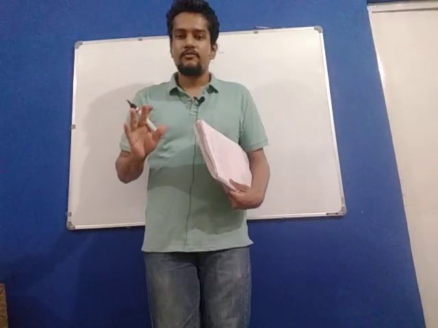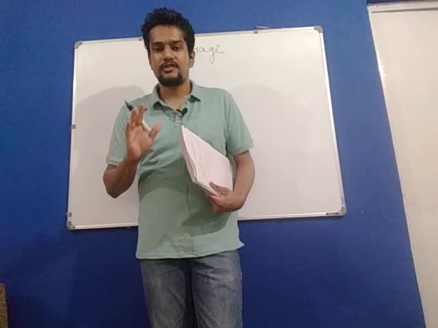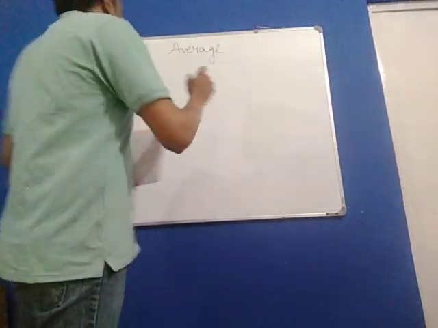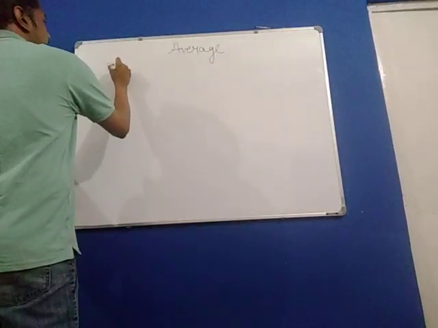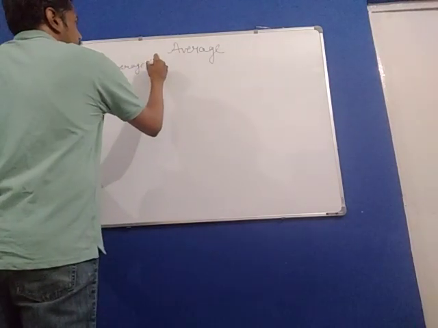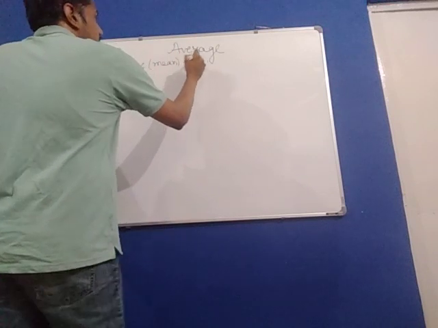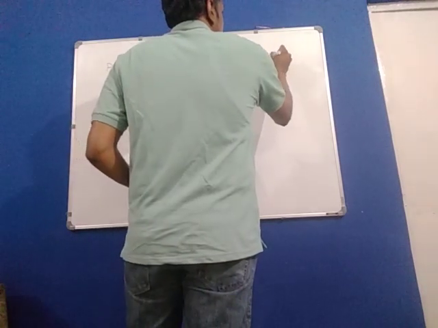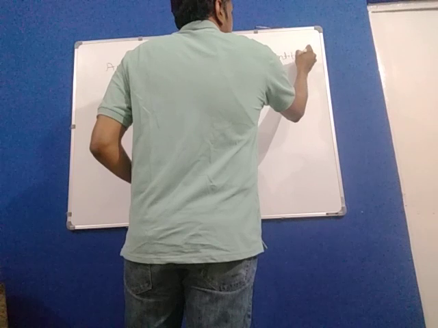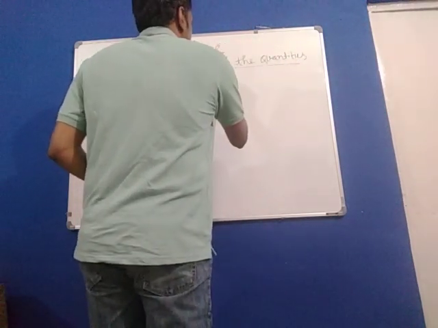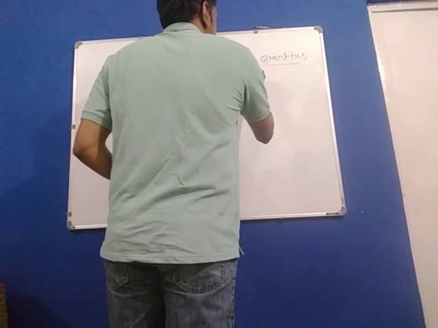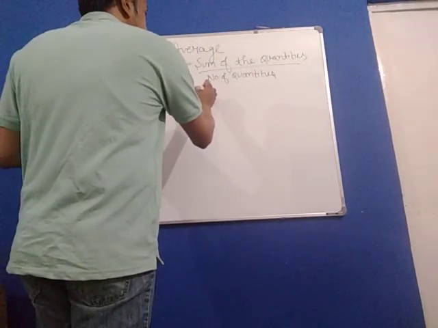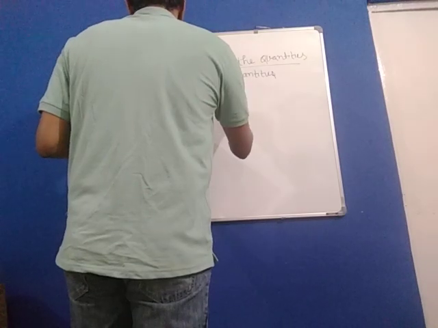Now the first thing, and the only formula that we have to use in the averages chapter, is that average, or what is also called mean, is equal to the sum of the quantities upon the number of quantities, which can be written as sigma of n upon n.